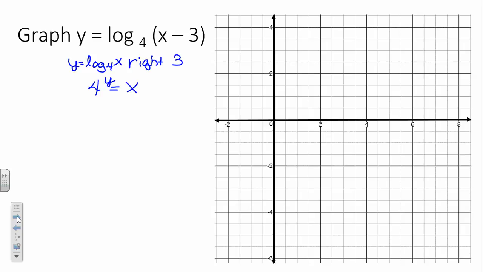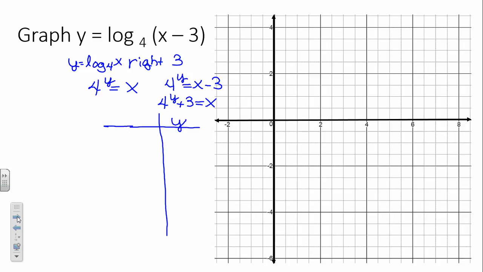Okay. So we can do it two ways. We can graph this but not fill it in and just translate the points all to the right 3. Or we can solve it like this, 4 to the y equals x minus 3, and solve for x to get 4 to the y plus 3 equals x. Okay? Either way works. Which would you prefer to see? The second? Okay, so let's do it that way. So again, this is going to seem unnatural, but we want our y to be the dependent variable.